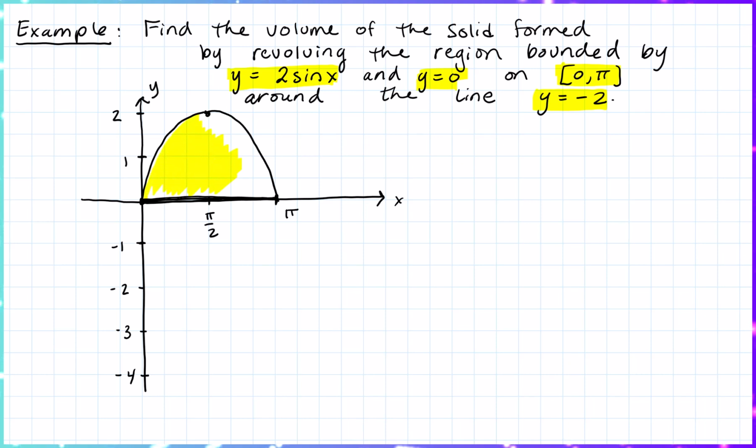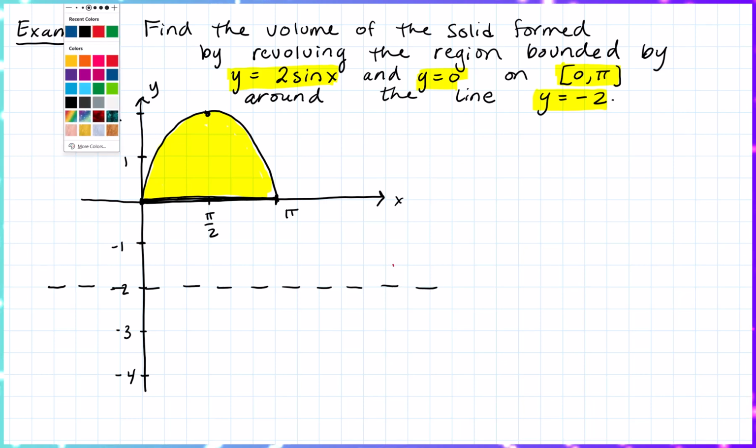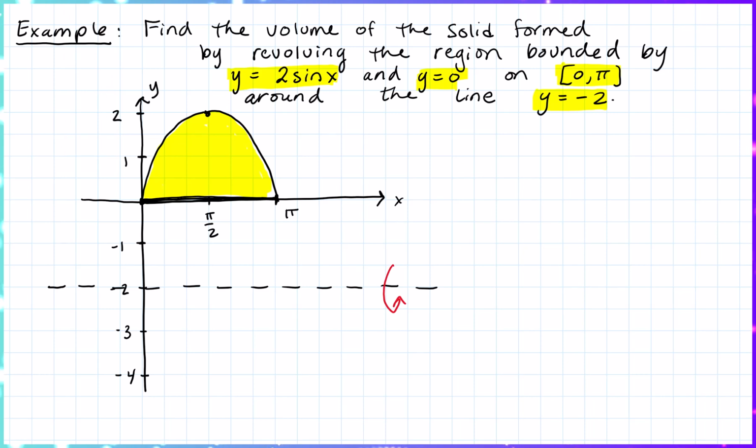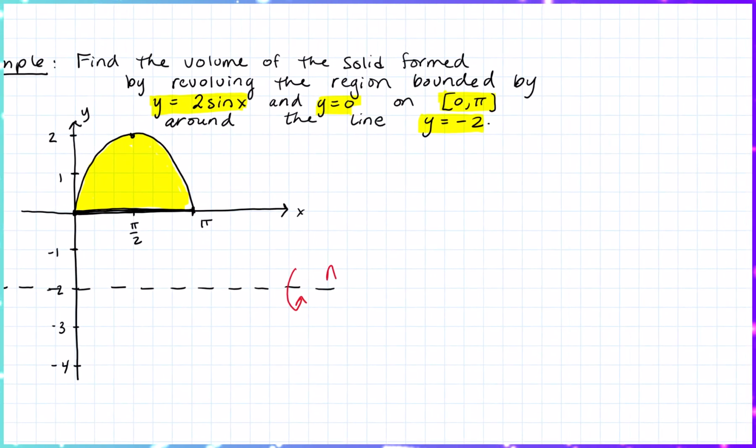So it's going to be that little bubble of the sine, and we're going to create a solid by revolving that about the horizontal line y equals -2. I'll just dash this one in, could have drawn it solid, but that's the axis of revolution, and we're going to take this region and revolve it around that axis of revolution, y equals -2. And we'll write on here too. This was y equals 2 sine of x.